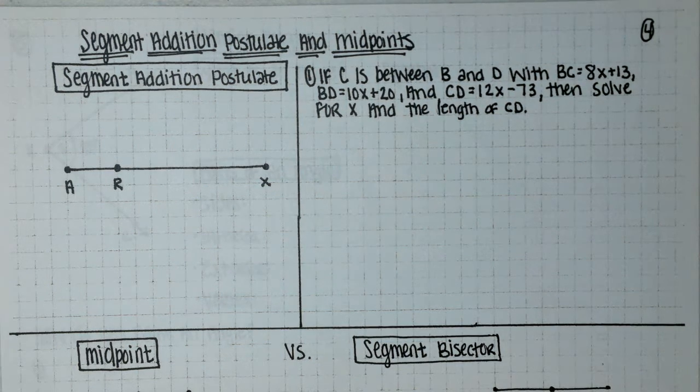So today's lesson is going to be page number 4 in your notes. We're going to skip page number 3 and come back to it after we do page number 4 later on this week. So our first lesson is called Segment Addition Postulate and Midpoints.